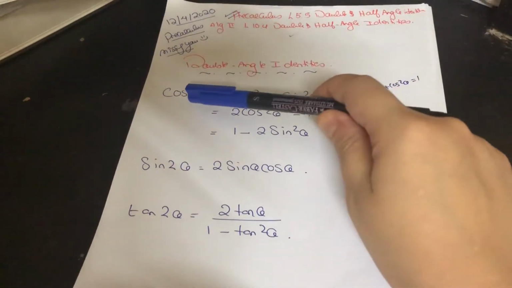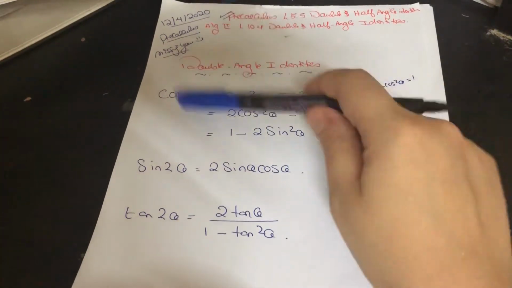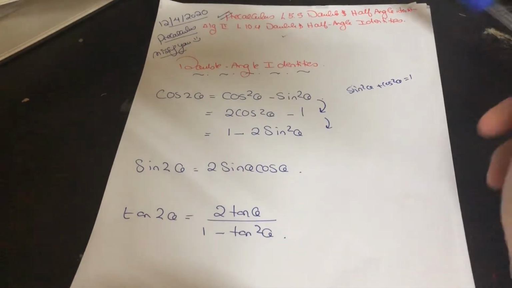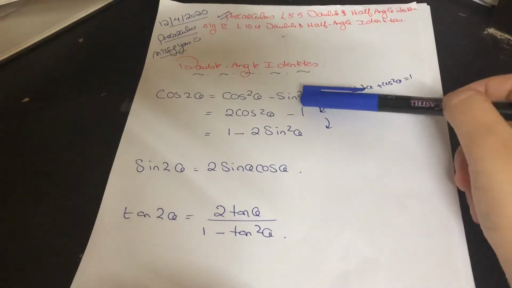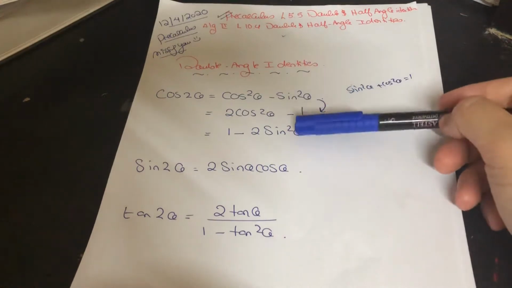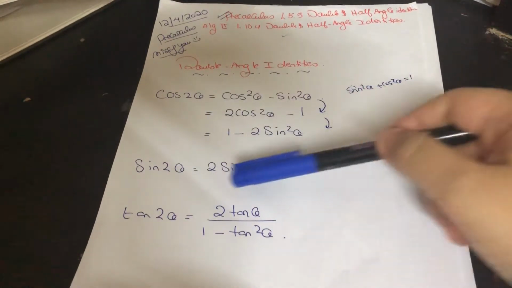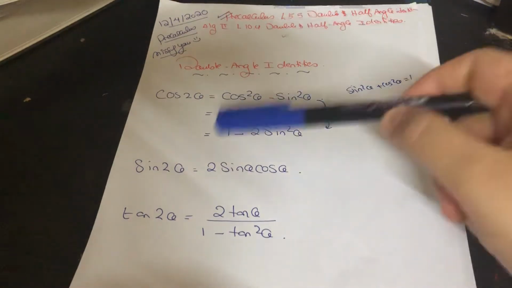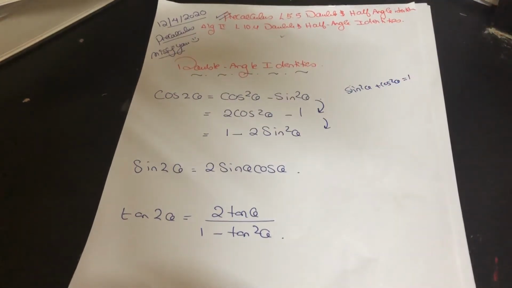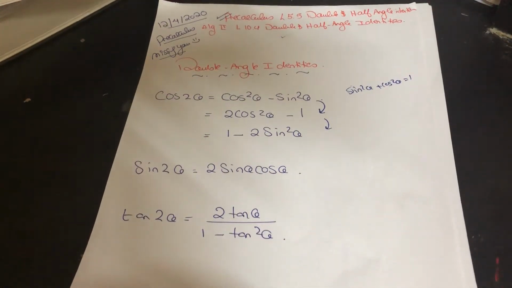So sometimes cosine double theta means cosine of theta plus theta. Sometimes we will need this, sometimes we need this and this. It depends on your smartness. The more you're smart, the more you will cut it short for yourself. Sine 2 theta is equal to 2 sine theta cosine theta. Tan 2 theta is equal to 2 tan theta over 1 minus tan squared theta.